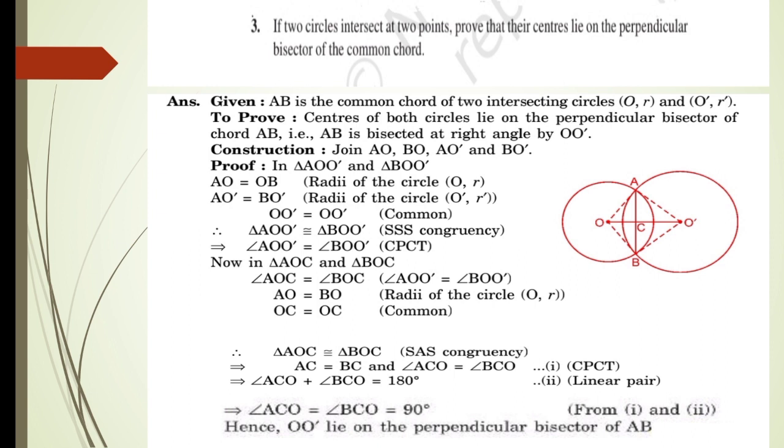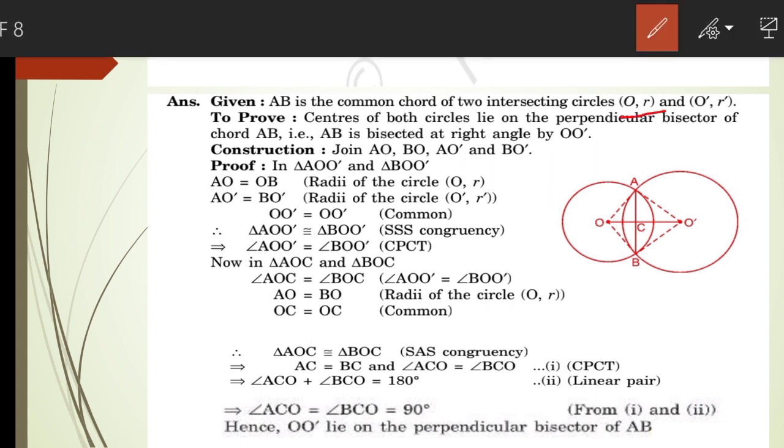Okay. So the two different circles are given. The center and the radius are given as O, R and O dash, R dash. O dash and R dash are the different center and different radius for a different circle, whereas O and R are the center and radius for the smaller circle. So we have to prove that AB bisects the line OO dash at 90 degrees, that means perpendicular bisector.